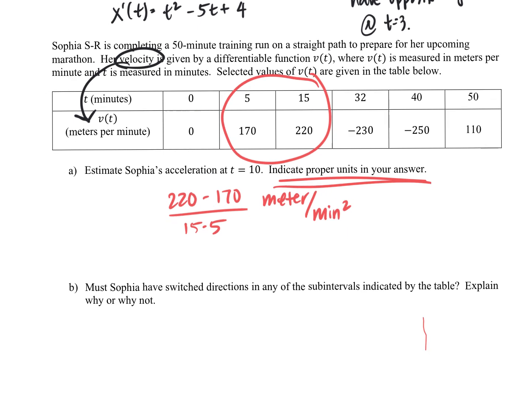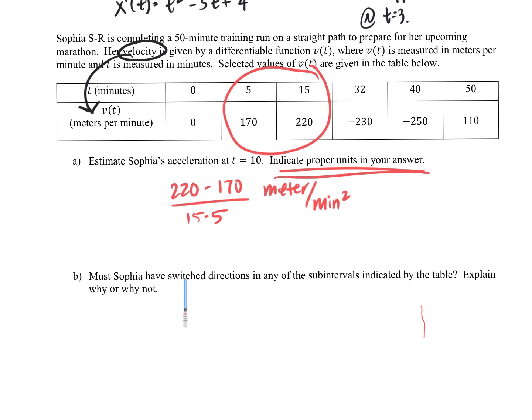Okay, question. Must Sophia have switched directions, like turned around anywhere during her training? So she was like, oh, I'm running so fast. Oh my gosh. Actually, I'm running on a track. So I'm going forward and then I'm going backward. And then I'm going forward and then I'm going backward. What would happen to your velocity if you're going left, then you're going right? To positive, right? So my sign has to change. My velocity has to change signs, and that's how we're going to say it.